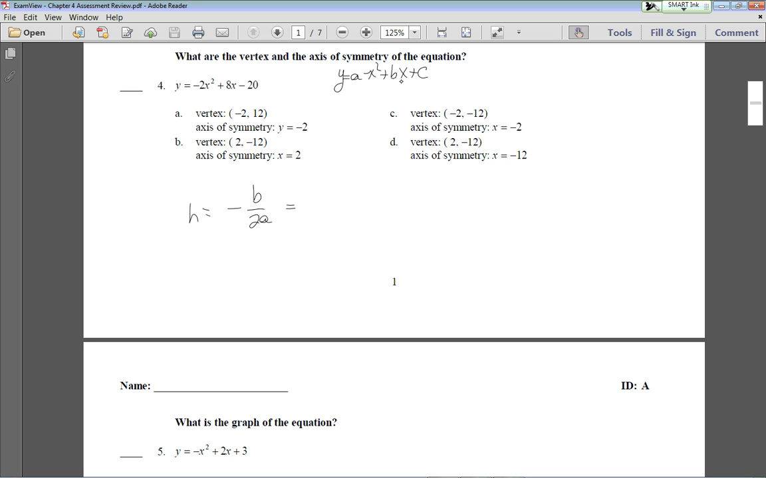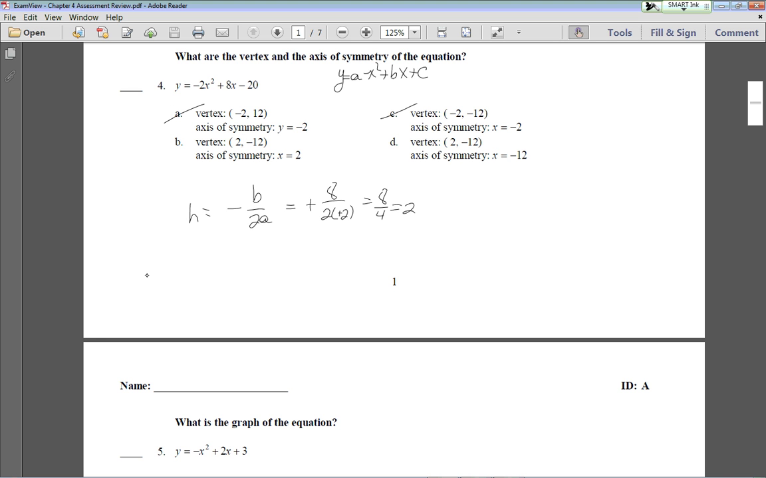Well, b is your number in front of x. The number in front of x is 8, over 2 times a. A is the number in front of x squared, so a is negative 2. Now we have a negative here and a negative here. They cancel to positives. So this comes out to 8 over 4, which is 2. So we know that the x-coordinate of our vertex is positive 2, so we can get rid of both of those.